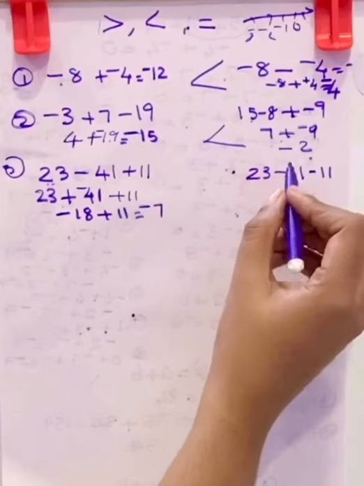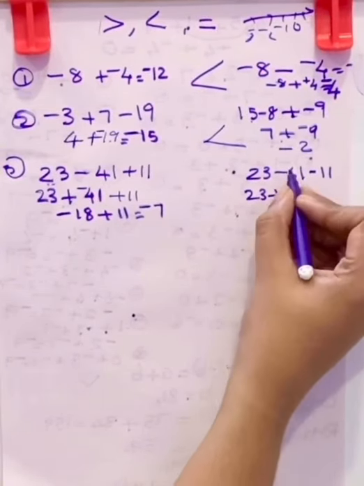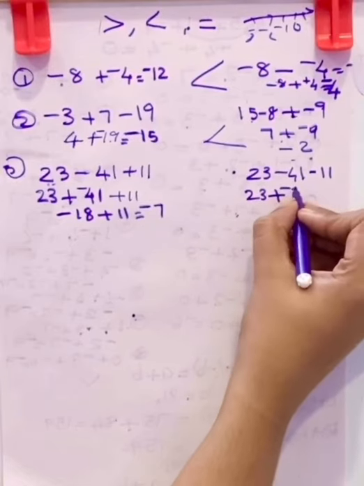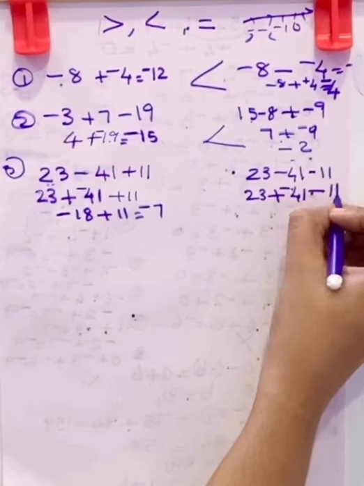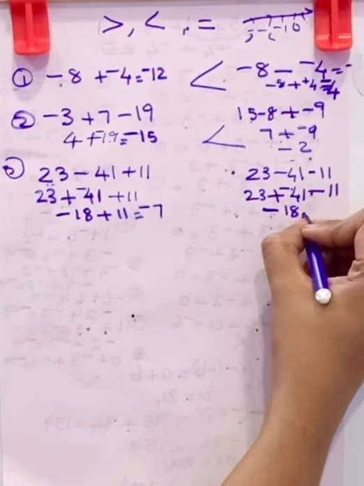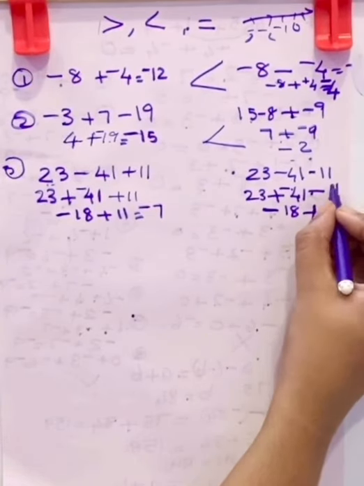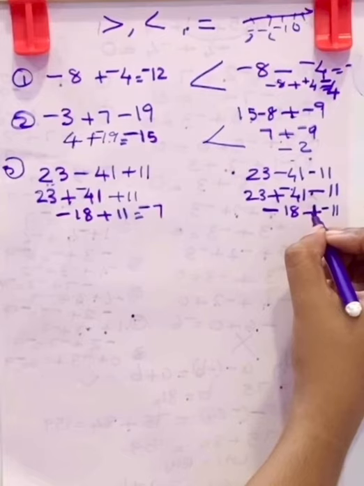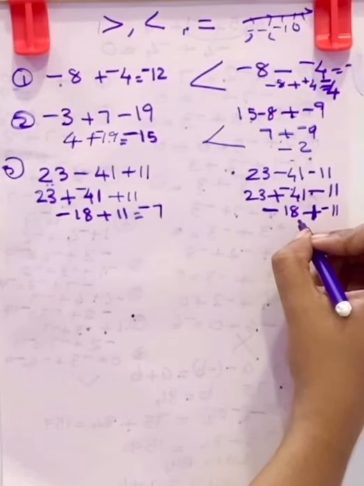Now 23 minus 41, again it becomes 23 plus 41 becomes minus 41 minus 11. This is again negative 18. Minus 11 becomes plus. Subtraction becomes addition. Now this 11 becomes minus 11. Now minus of 18 plus minus 11.